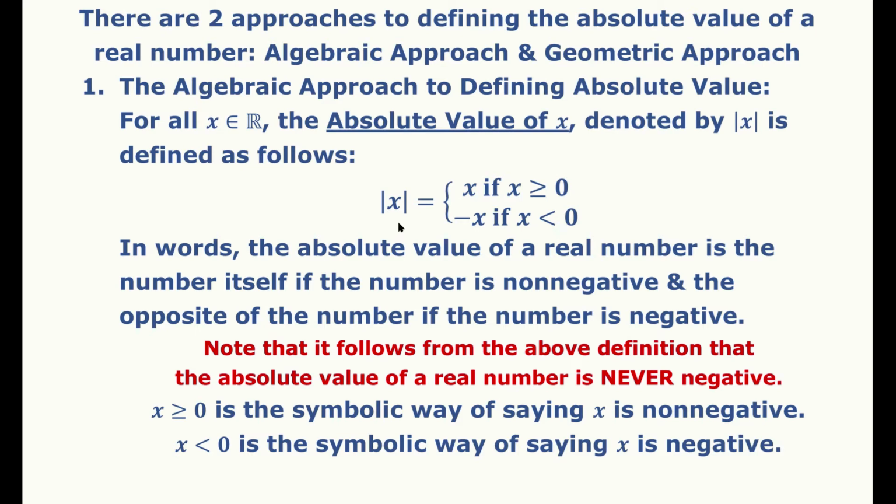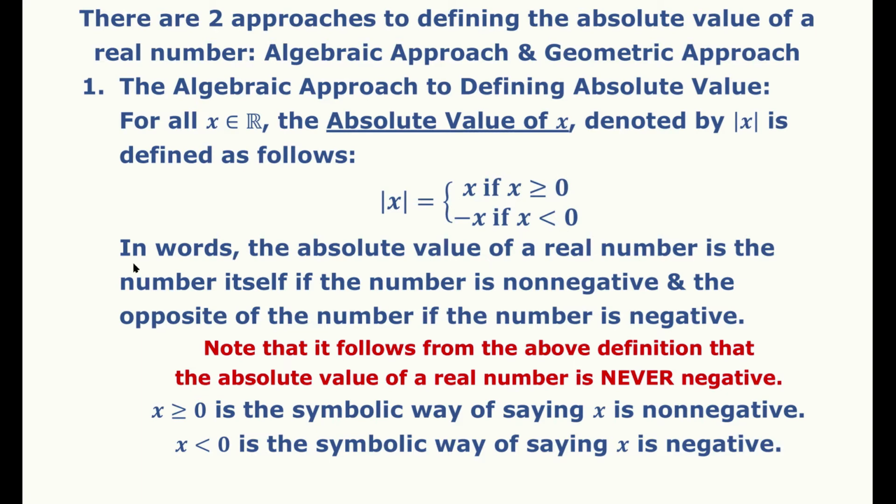The technical term for this kind of a definition is that the absolute value of x is a piecewise function. What that means is that it is defined in one way for part of its domain and in a different way for another part of its domain. You study these in much more detail in calculus.